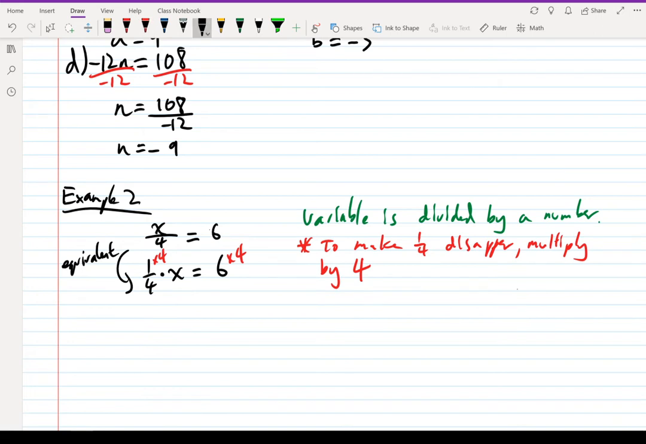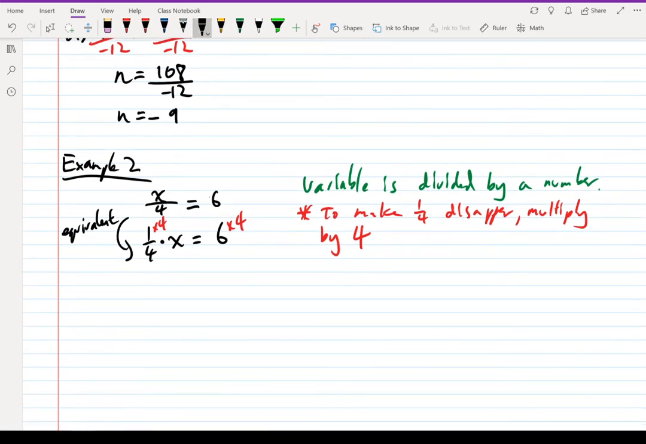And so our next step will be, we have 4/4, that's going to be x is equal to 6 times 4. Now again, we need to show our steps. Make sure we show our steps. And then x is equal to 24.